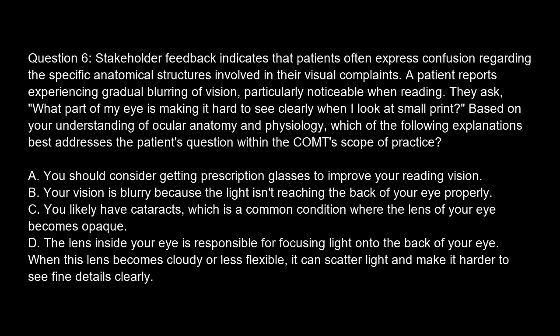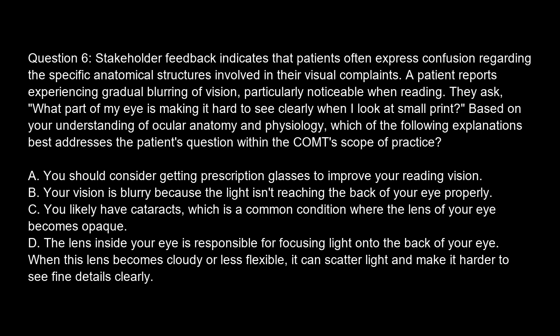Stakeholder feedback indicates that patients often express confusion regarding the specific anatomical structures involved in their visual complaints. A patient reports experiencing gradual blurring of vision, particularly noticeable when reading. They ask, "What part of my eye is making it hard to see clearly when I look at small print?" Based on your understanding of ocular anatomy and physiology, which of the following explanations best addresses the patient's question within the COMT scope of practice?